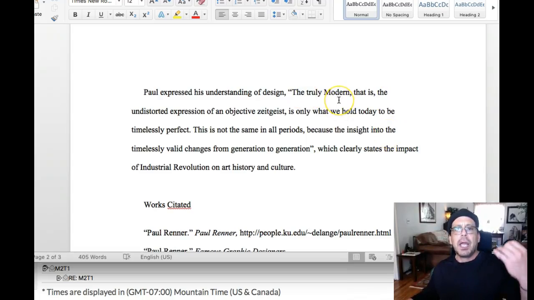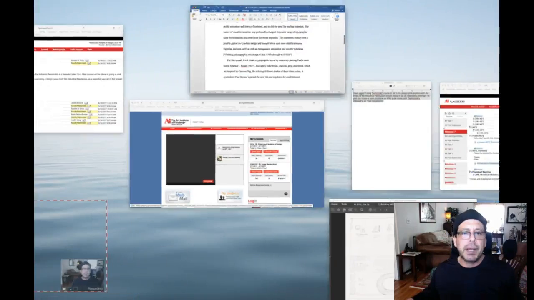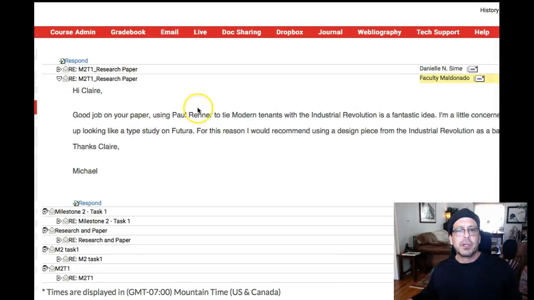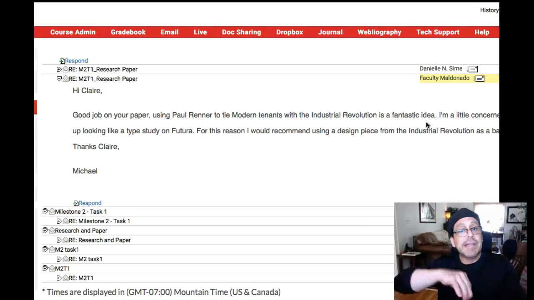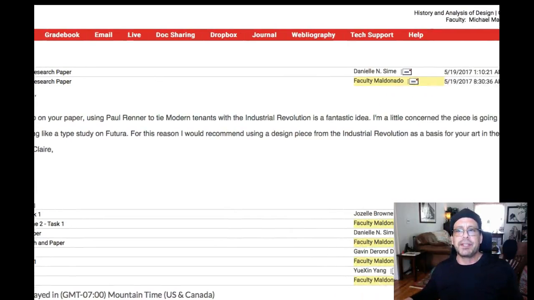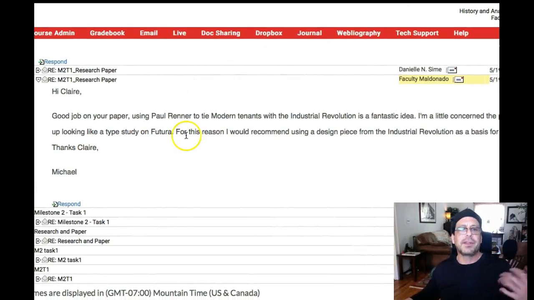Okay, so the thing that I'm seeing here, and my response to that was, good job using the paper. Using Paul Renner to tie modern tenets with the Industrial Revolution is a fantastic idea. That's saying using Paul Renner to tie his philosophies or design approach to some of the tenets of the Industrial Revolution. That's good. Good tie there. It's a good way to compare the two. But then the way that you keep on going, I'm concerned that this is going to end up looking like a poster for Futura, and that's why.